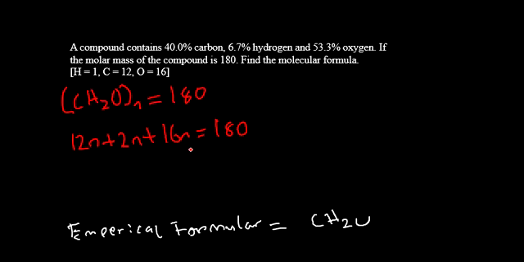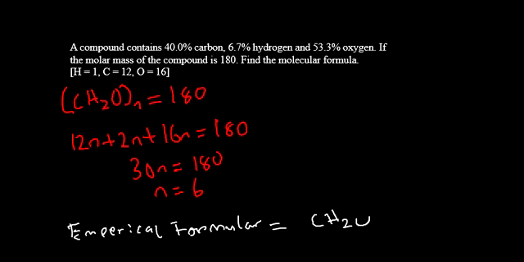Now let's add everything together. 12 plus 2 plus 16, that is 30. That is 30N is equal to 180. N is equal to what? 180 divided by 30, that should give us 6. N is equal to 6.